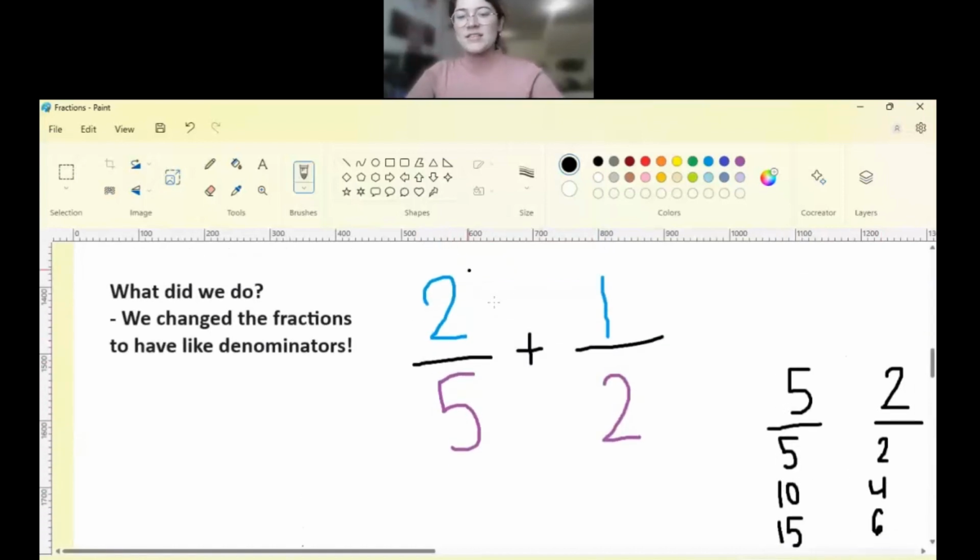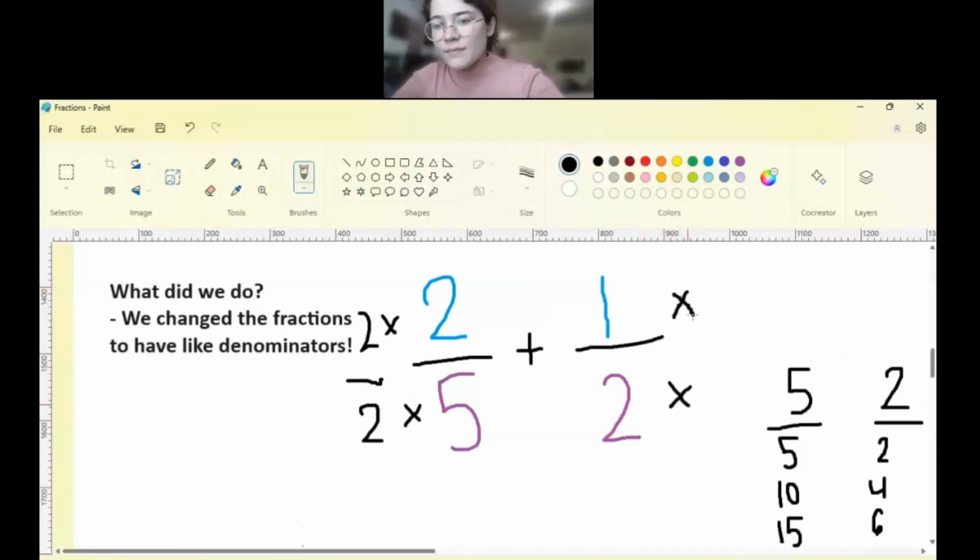So what we can do here is multiply the top and bottom to have like denominators. So for this one, we're multiplying the top and bottom by 2. Remember that when you multiply the top and the bottom by the same number, you're actually multiplying it by 1, because 2 out of 2 is equal to 1. On this side, we're going to multiply the top and the bottom by 5.